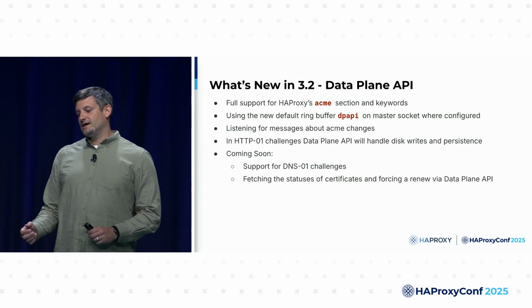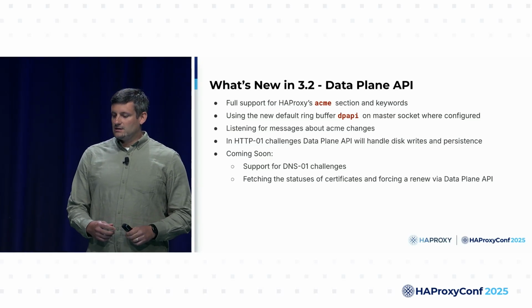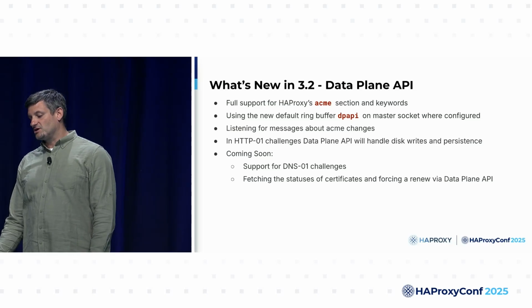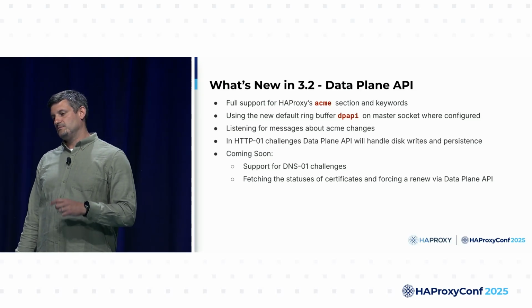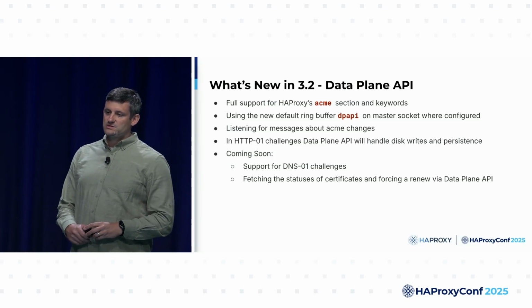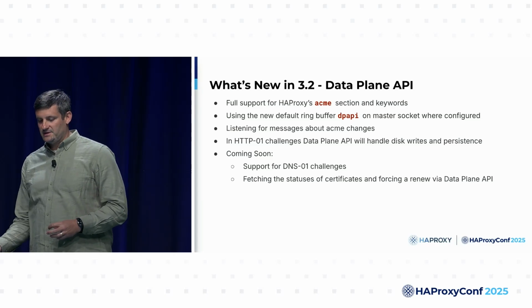Also, HAProxy added a new ring buffer by default. It's called DPAPI, and when you start HAProxy, it starts. You can connect to that ring buffer on the master socket or the stat socket and listen for some events. This was implemented for inter-process communication between HAProxy and the Data Plane API.